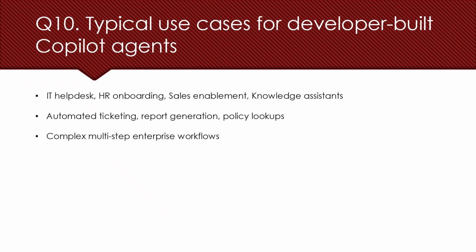Question number 10. Typical use cases for developer-built Copilot agents. To answer this, these are the different options we can have, like IT help desk agent, HR onboarding agent, sales enabling agent, knowledge assistant, where knowledge is being provided to the Copilot and then it behaves like an assistant. Automated ticketing system we can incorporate, report generation we can incorporate, policy lookup is something which we can incorporate as an agent, where we provide our policy as a knowledge source to our agent, and the agent is getting the answer out of that policy document.